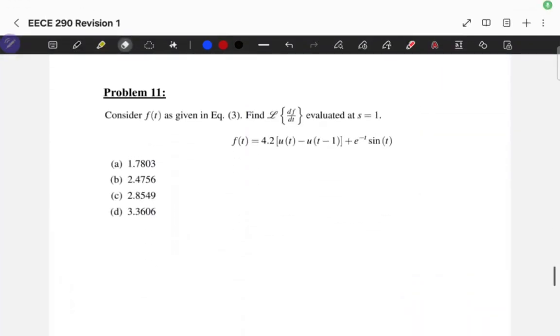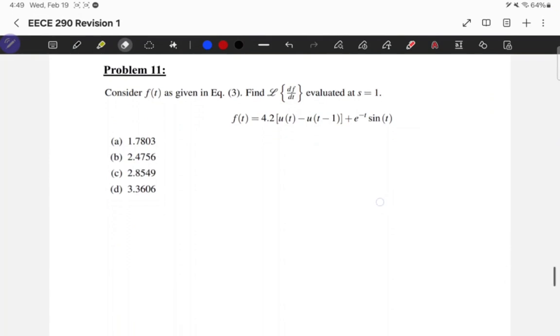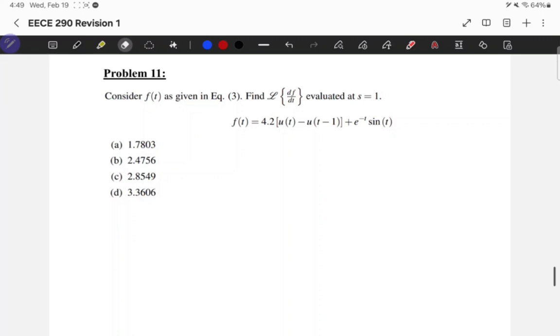Okay, so in this problem, we're given f of t, which is a function in time, and I need the Laplace of the derivative df by dt evaluated at s equal 1. Now one way to do it is that I actually do the derivative of f of t, but this isn't optimal. It will consume a lot of time and maybe I'll get stuck in some places because I'm dealing with u of t and I'm really not comfortable with.